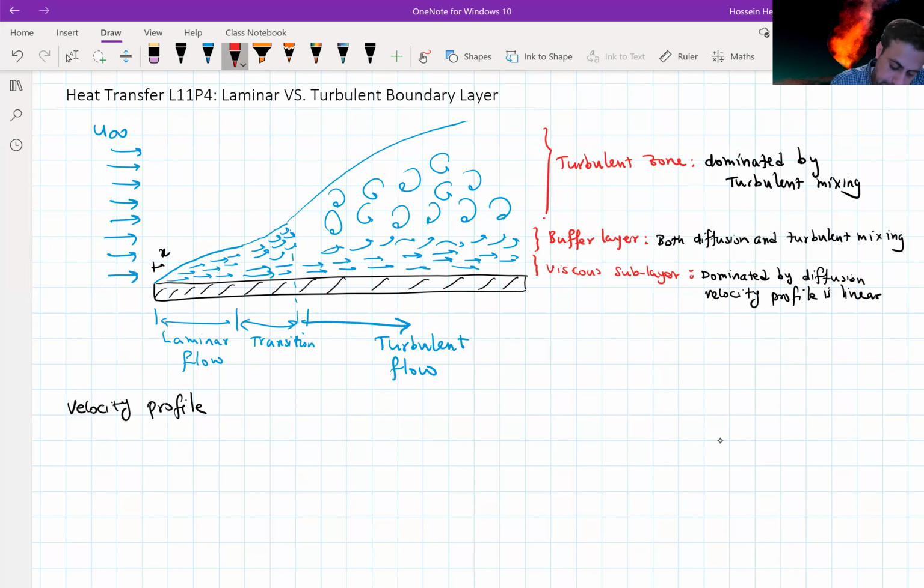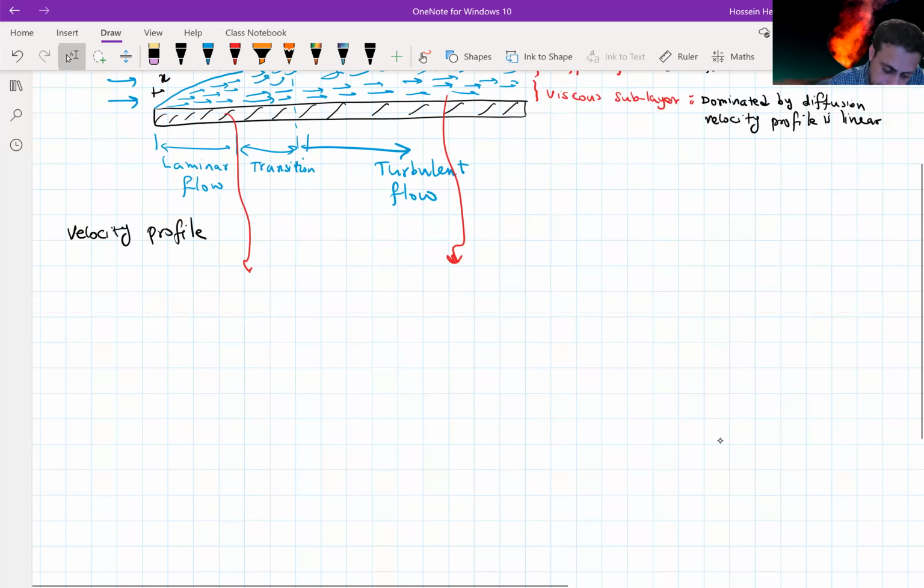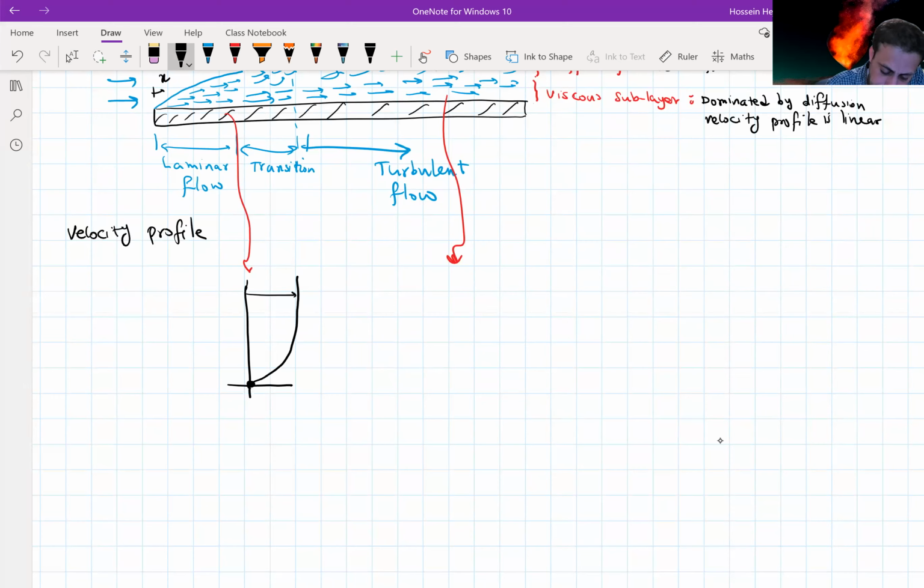Now, if we look at the velocity profile, let's say for a laminar case and a region that we have here. So if we draw the velocity profile for the laminar, we have seen it. Start from 0, and then we have a change. Let's say this is 0.99 U infinity. Now, if we look at the velocity profile for the turbulent region, what we are going to see is essentially a flat velocity profile, exaggerated.